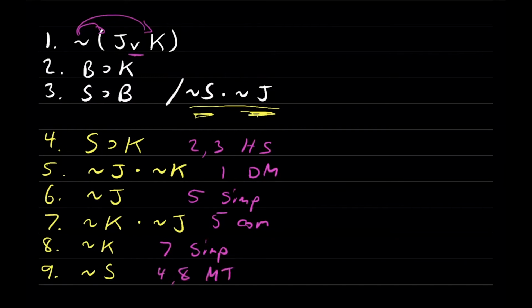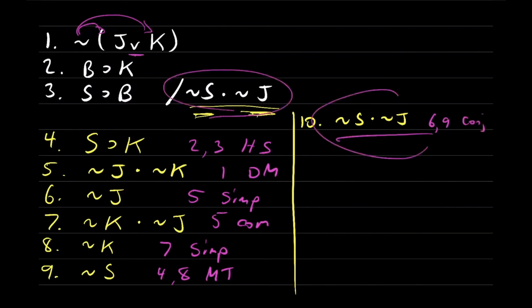Now we're almost done. The conclusion is not S and not J. We have not S. We have not J. So those are on line 9 and line 6. We can conjoin them together and get the conclusion. So I'm going to draw a dividing line here. Line 10 is going to be the conclusion, not S and not J. And that's going to follow now from line 6 and line 9 by conjunction, C-O-N-J. And we're done. We've shown that that conclusion follows.